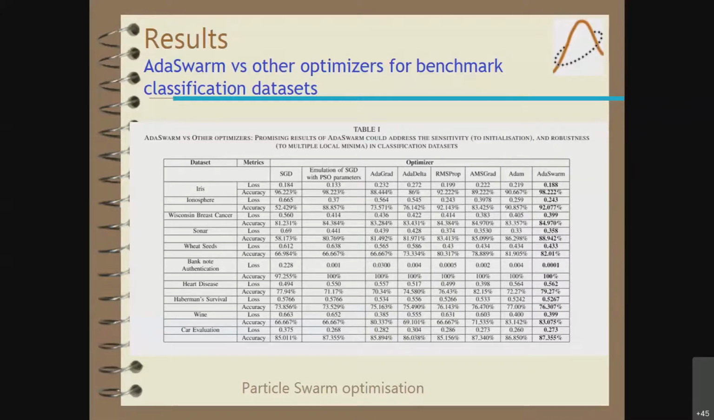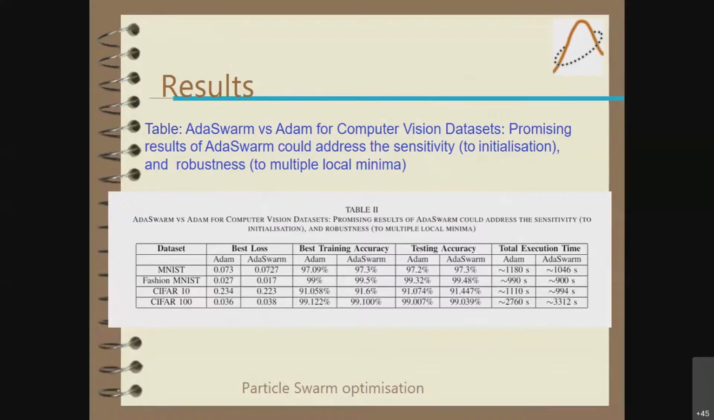If you go to these computer vision data sets, you can see, except for CIFAR-100, for the other three data sets, accuracy-wise, loss-wise, and execution time-wise, we are actually better. Just to give an example, in FashionMNIST, we converge in 900 seconds, while Adam converges in 990. Our test accuracy is 99.48%, where Adam's test accuracy is 99.32. Our best loss is 0.017 and Adam's is 0.027.